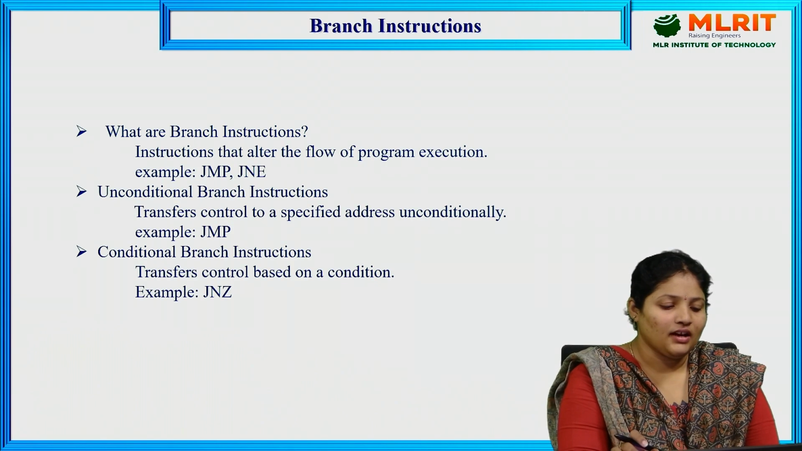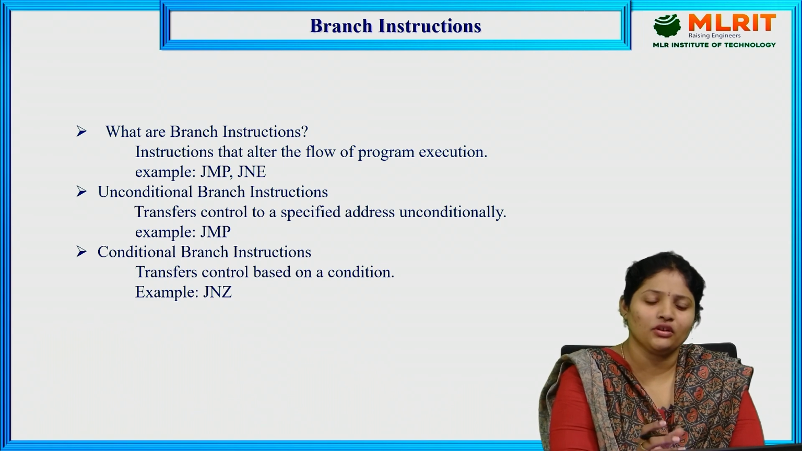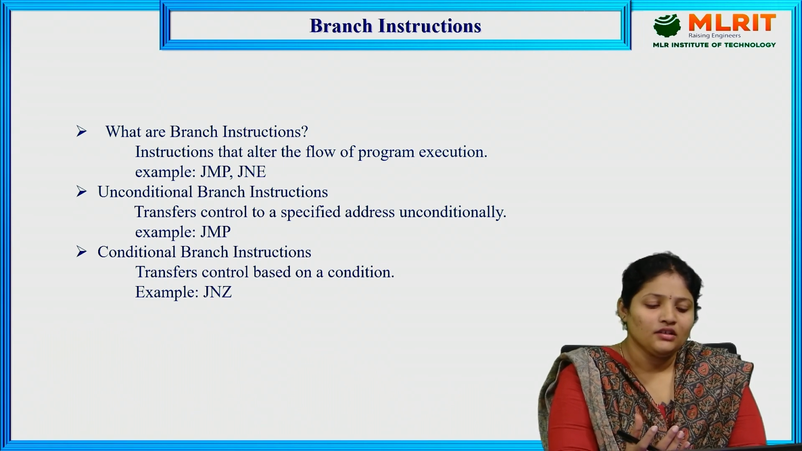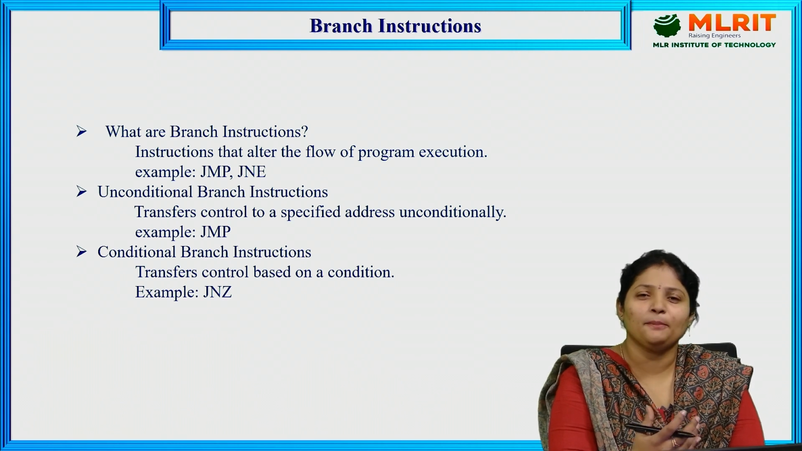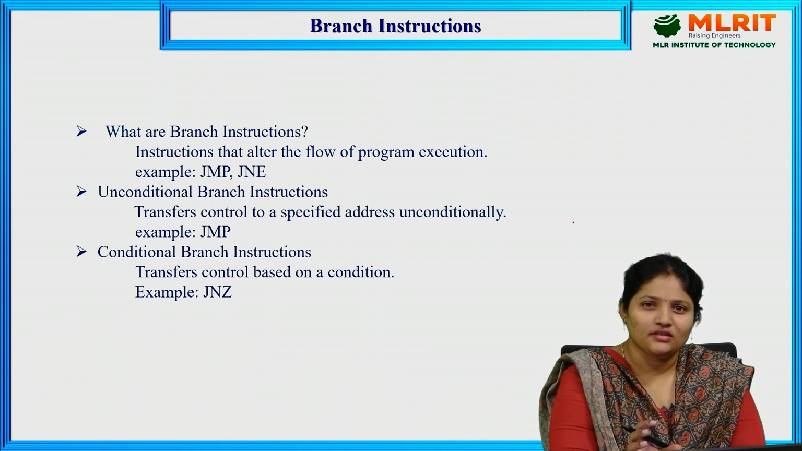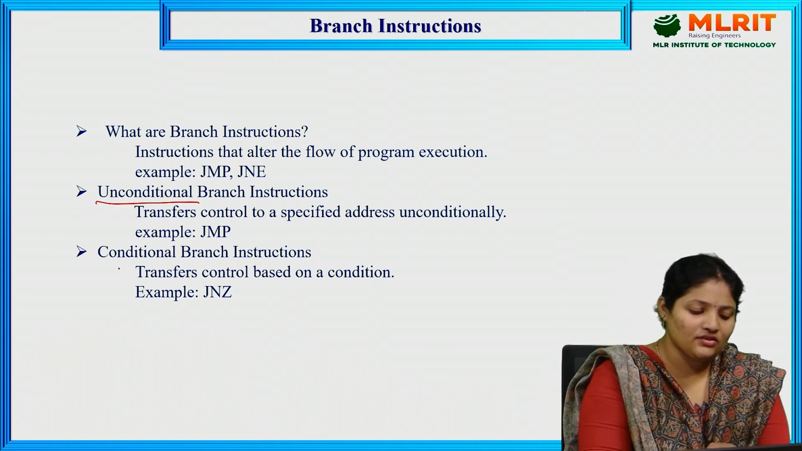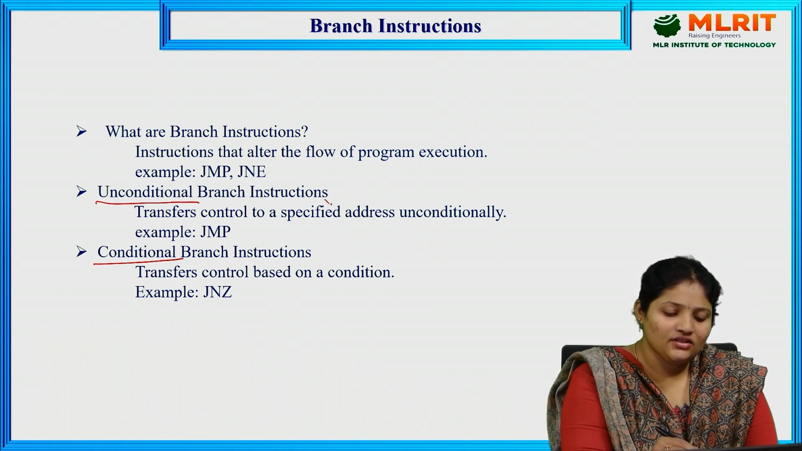Coming to the branch instructions, these are the instructions which alter the execution or flow of the program. Some examples of branch instructions are jump instructions, jump if carry, jump if no carry, jump if zero flag is enabled. Those are all the instructions present in the branch instructions. There are two types of branch instructions: unconditional branch instructions and conditional branch instructions.